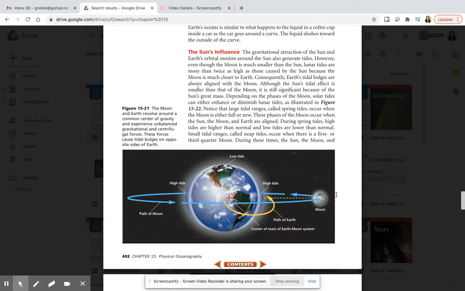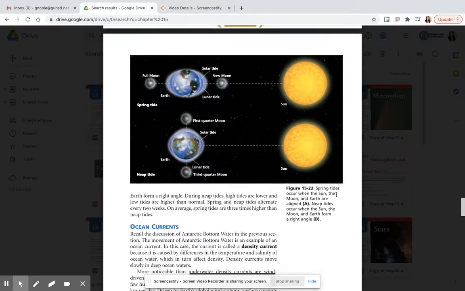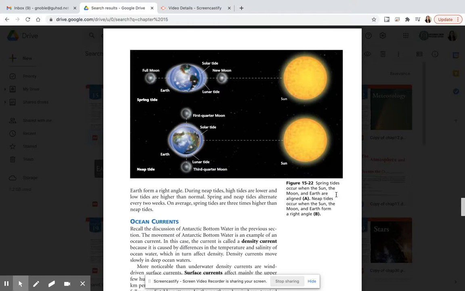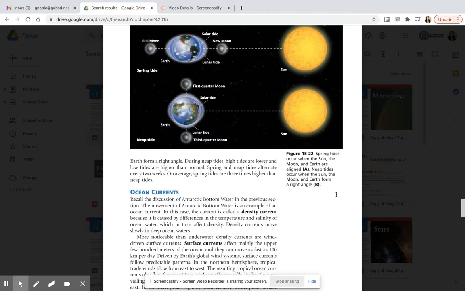Small tidal ranges called neap tides occur when there is a first or third quarter moon. During these times, the sun, the moon, and earth form a right angle. During neap tides, high tides are lower and low tides are higher than normal. Spring and neap tides alternate every 2 weeks. On average, spring tides are 3 times higher than neap tides.